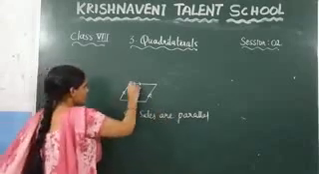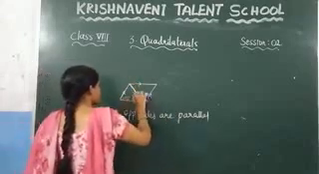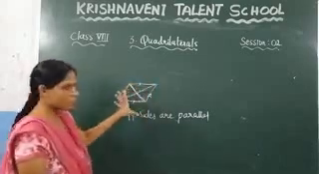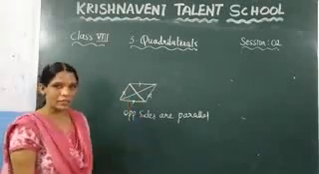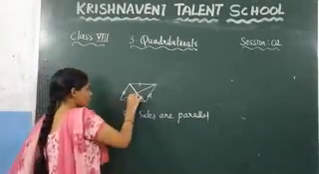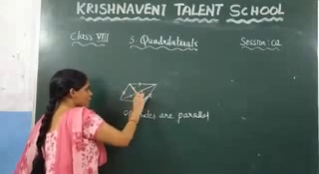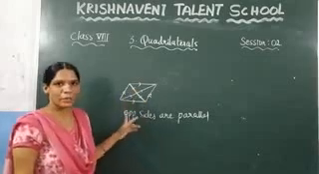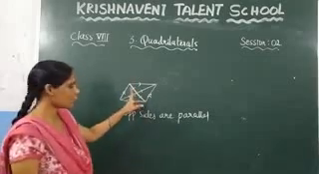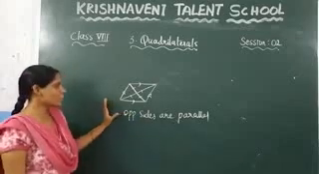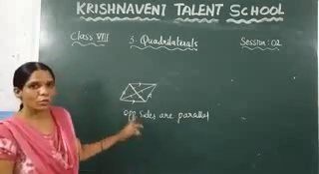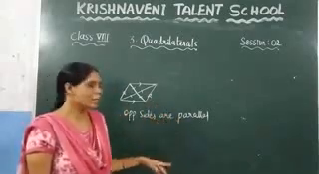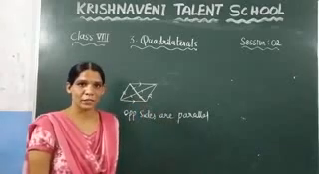Now see about the diagonals here. Clearly you can observe that the diagonals are not equal in length. This diagonal is bigger, this diagonal is smaller. So the diagonals are not equal in length, but the diagonals bisect each other. This length is equal to this length and this length is equal to this length. And not perpendicularly. Here the angle is not 90 degrees. So the properties of the parallelogram: two pairs of sides are parallel, opposite sides are equal and the opposite angles are equal. Diagonals bisect each other but not perpendicularly.